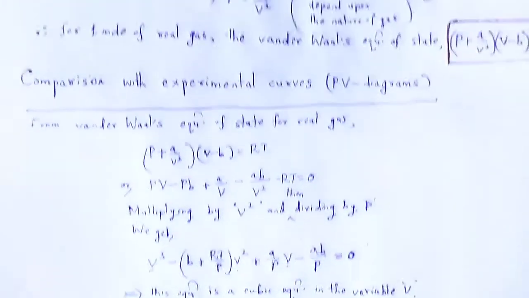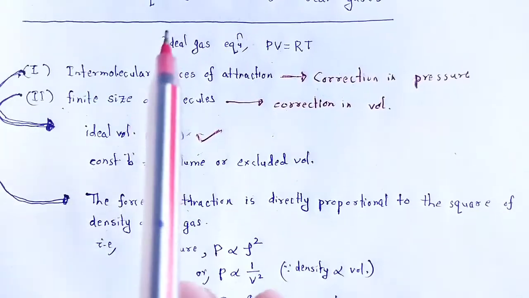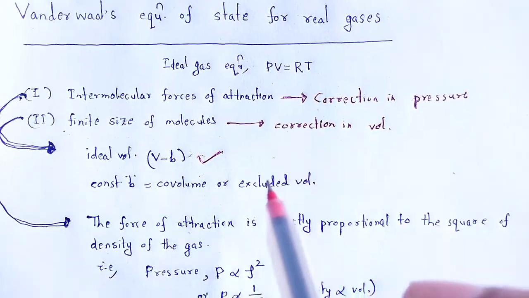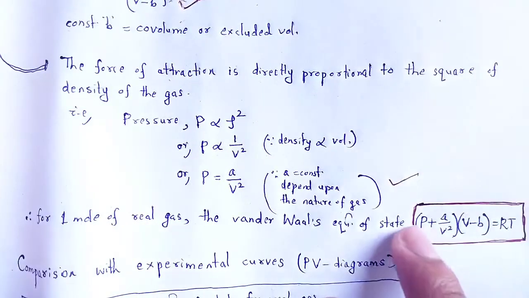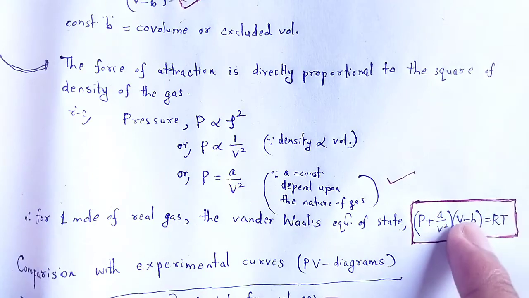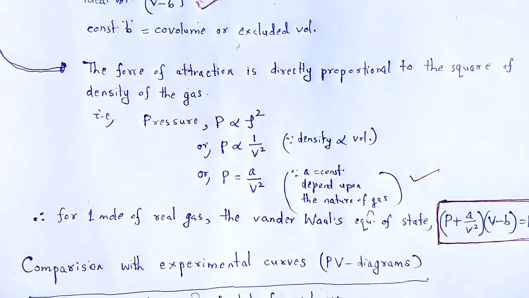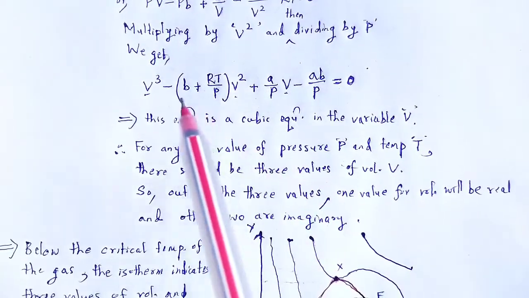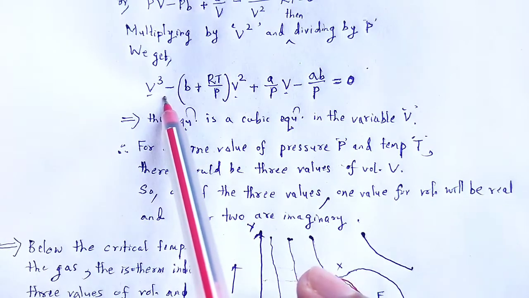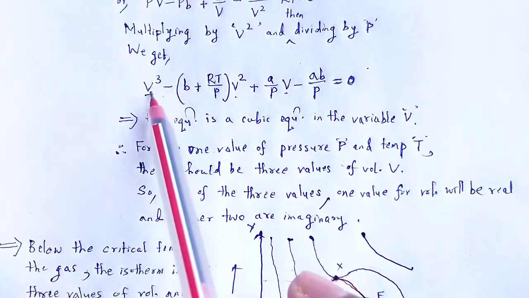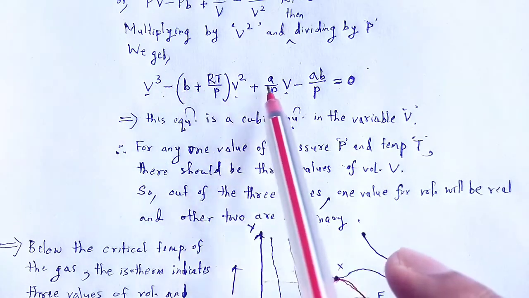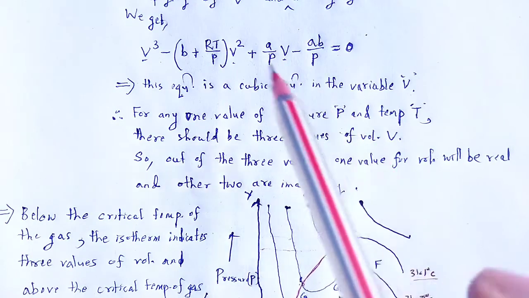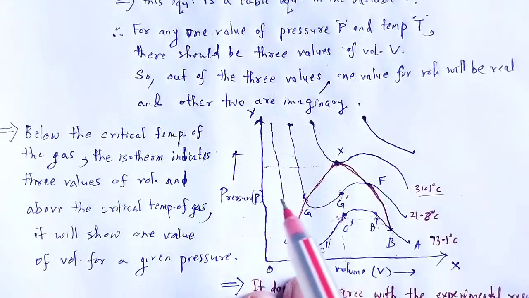So with the help of this video lecture we understand what is VanderWaal's equation of state for real gases, there will be two corrections in pressure and corrections in volume, and finally we derive the VanderWaal's equation of real gases and a comparison with the experimental curves of PV diagrams. Here we take the mathematical result that this equation is the cubic one. So, there will be 3 values of volume for particular pressure and temperature. For these 3 values, one is real and another 2 are imaginary. By taking this, we take the graph of pressure and volume.